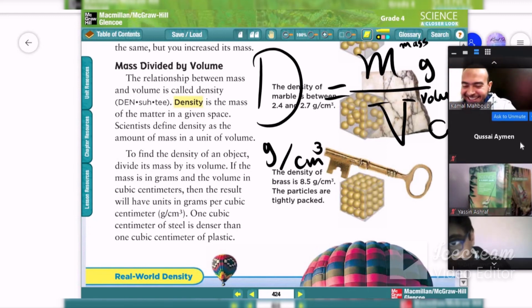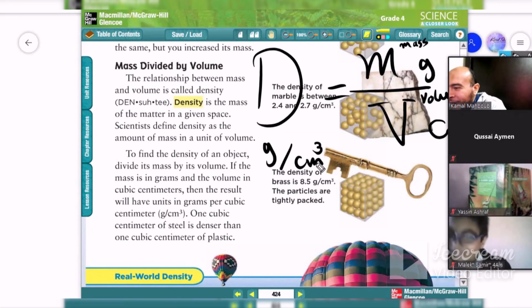Okay, now grams per centimeter cubed. That is the density unit. Okay. Now I have finished.